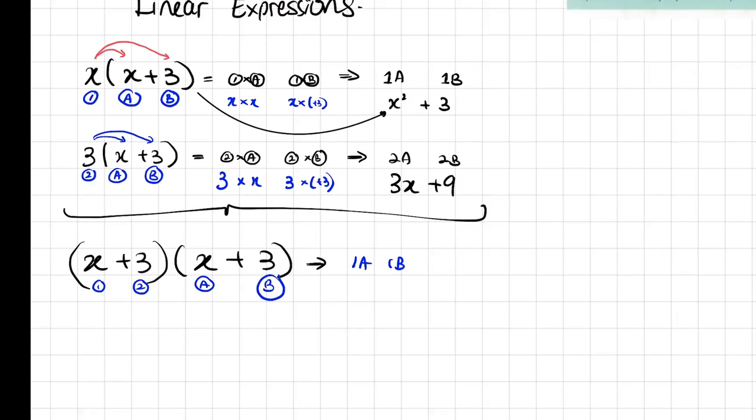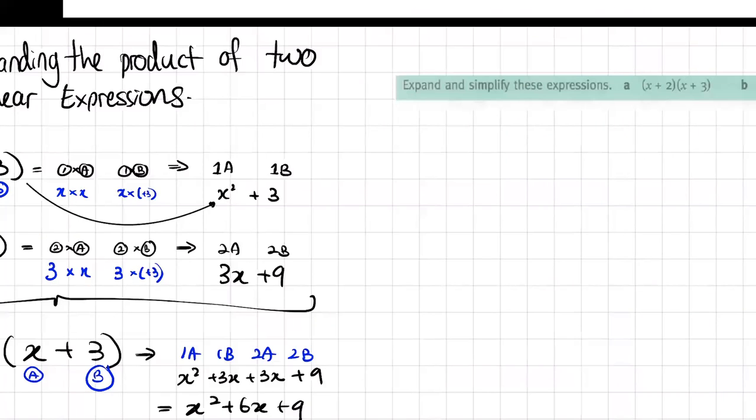1A, 1B, 2A, 2B. So let's try to do it. 1A is X times X, X squared. 1 times B, it is 3X. 3 times X, 3X. 3 times 3, 9. Finally, we get our answer X squared plus 6X plus 9. Okay, if you want to do this method, you can. But let's look at the examples here.